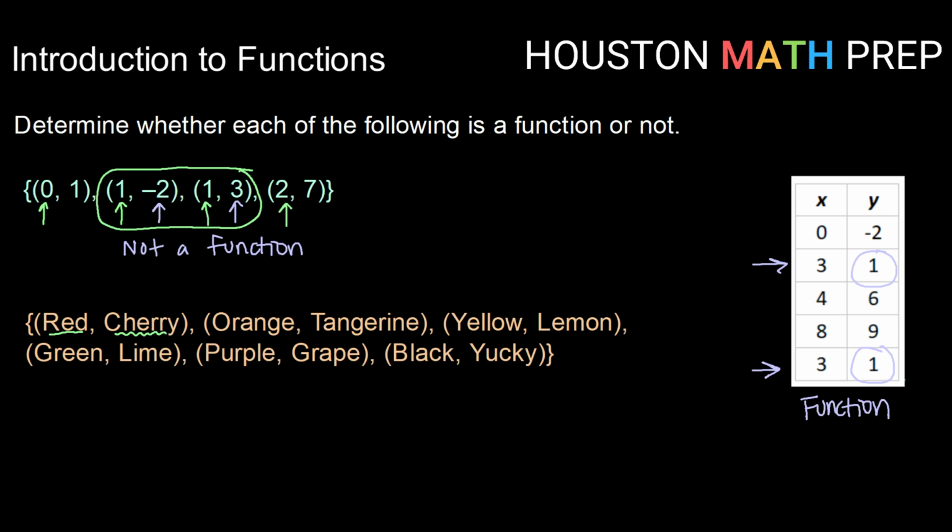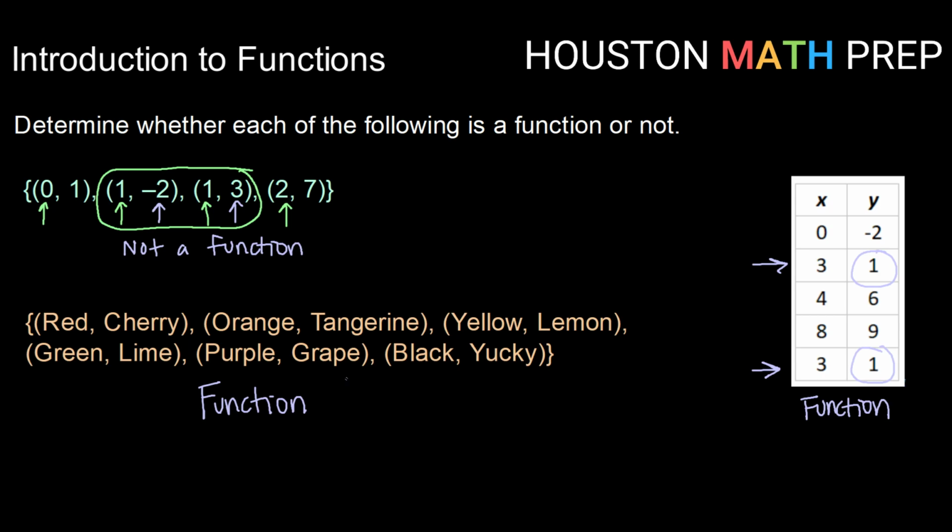All right, checking out our jelly bean example, what we're going to do is first list or check out our inputs, see if we have any repeats. So we have red, orange, yellow, green, purple, and black. So here, because I don't have any repeated x values, there is nothing for me to check. It must be the case that each input only has one output, because each input is only being matched with a single flavor. Each color only has a single flavor, and I don't have any repeated colors. So this one is a function.